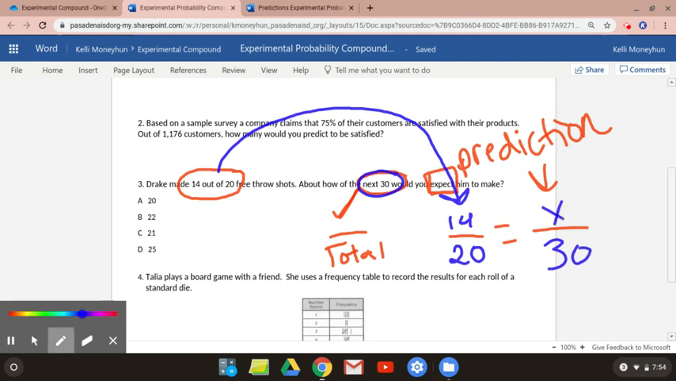These are pretty easy numbers, so I'm going to let you solve this by yourself, okay? Remember that you're multiplying across first and then dividing by the number left. So go ahead and pause and solve that.